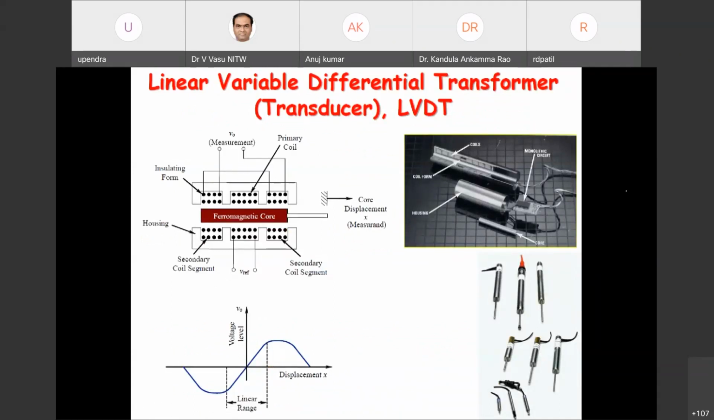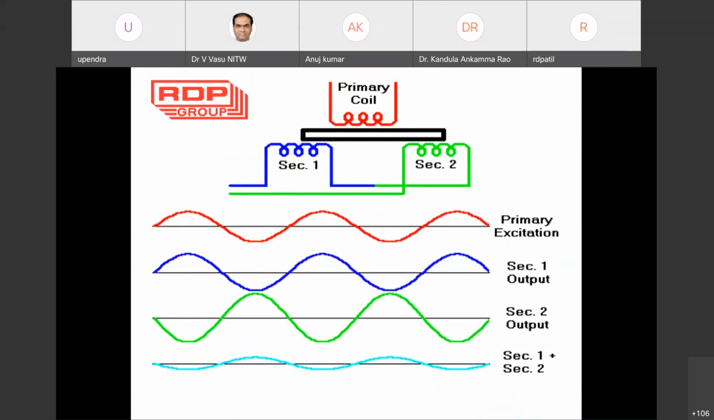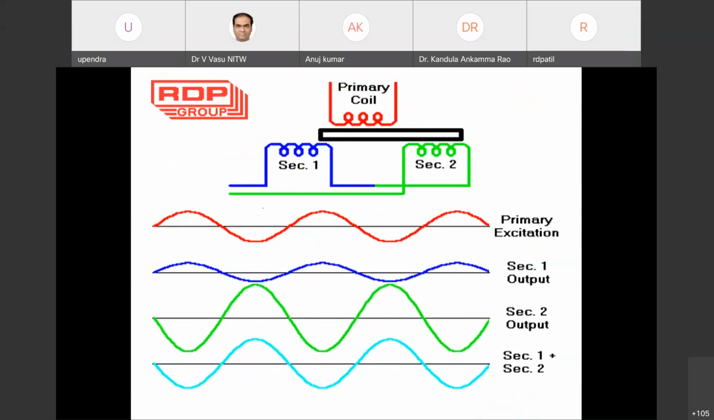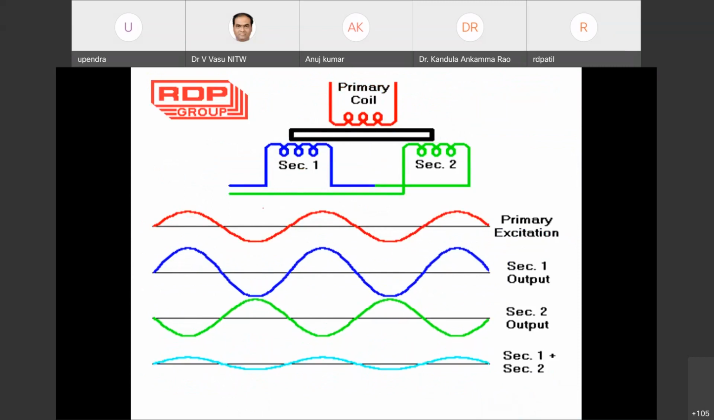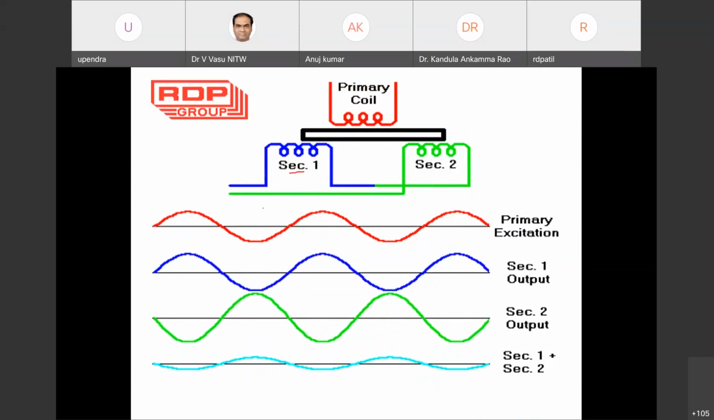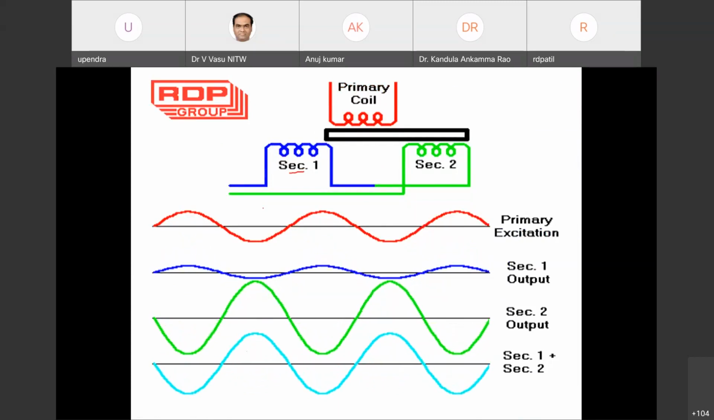In this application, we have the secondary coils, and by movement of this core you can see in this animation. This animation is not coming. Yeah, so here you can see that by movement of this core, the voltages generated in section 1 and section 2 keep changing, and the difference between them is what is considered. This is the curve.